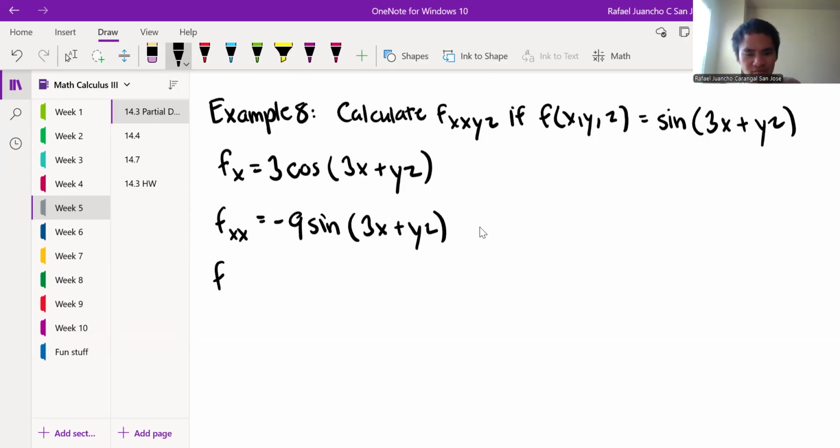Here I have x, x, y. Actually, the order doesn't matter using Clairaut's theorem. The textbook just happened to do it in this order, but I can do it in any order I want. So now I take the derivative of this with respect to y. I'm actually taking derivatives 4 times, 1, 2, 3, 4, because I'm doing it for another one here.